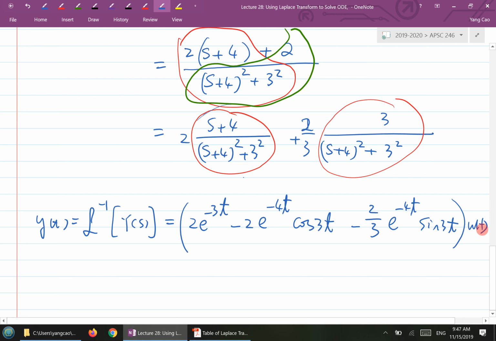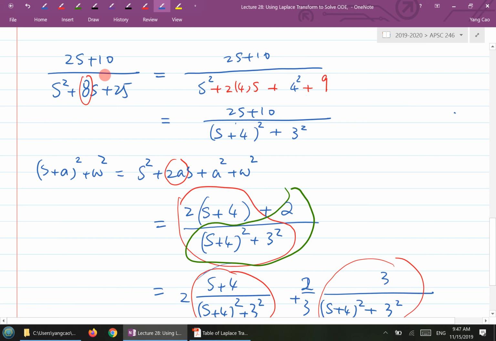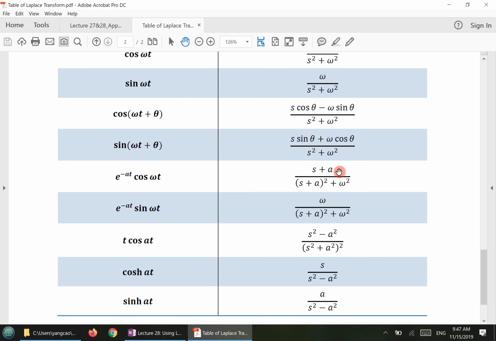Okay, if you don't times u of t, probably won't take any mark. But just remember, we're talking about causal signals here, right? Yeah, so times u of t. Okay, so this is an example to show you, if the denominator contains complex conjugate roots, how can we manipulate this fraction into the format given in the table, either this one or this one. So then you can directly use the table to find its inverse Laplace transform. Okay.